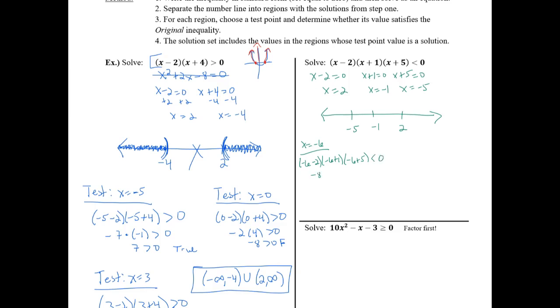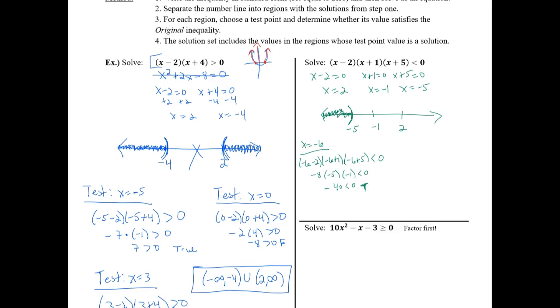So I'd have -8 times a -5 times a -1. When we simplify those parentheses, 3 negatives will make that negative. 8 times 5 is 40, times 1 is still 40, so -40. Is that less than 0? True. Negatives are less than 0. So this whole region is part of my solution. And because it was strictly less than, it's not equal to, I'm going to use a parenthesis or an open circle, open point.